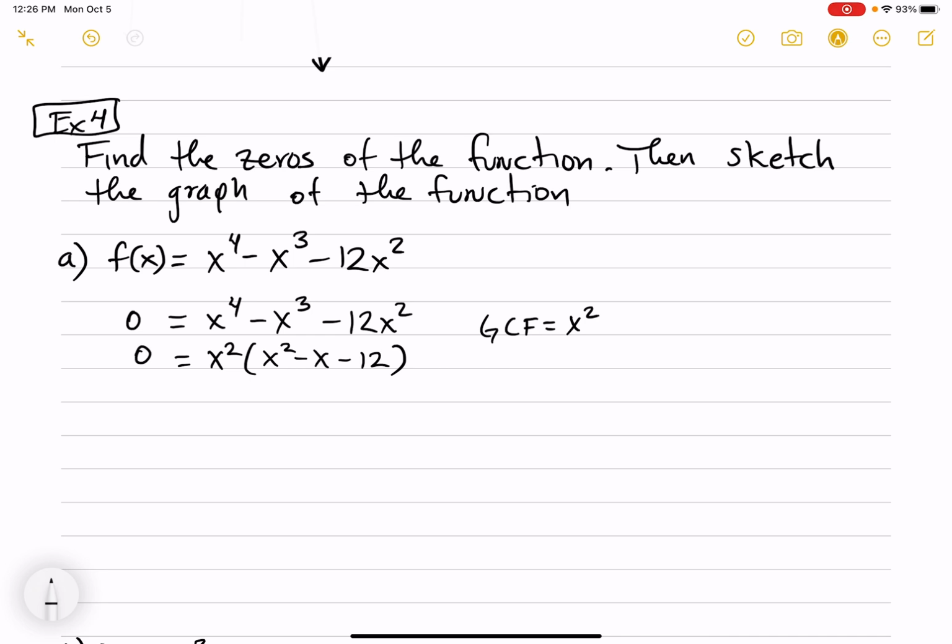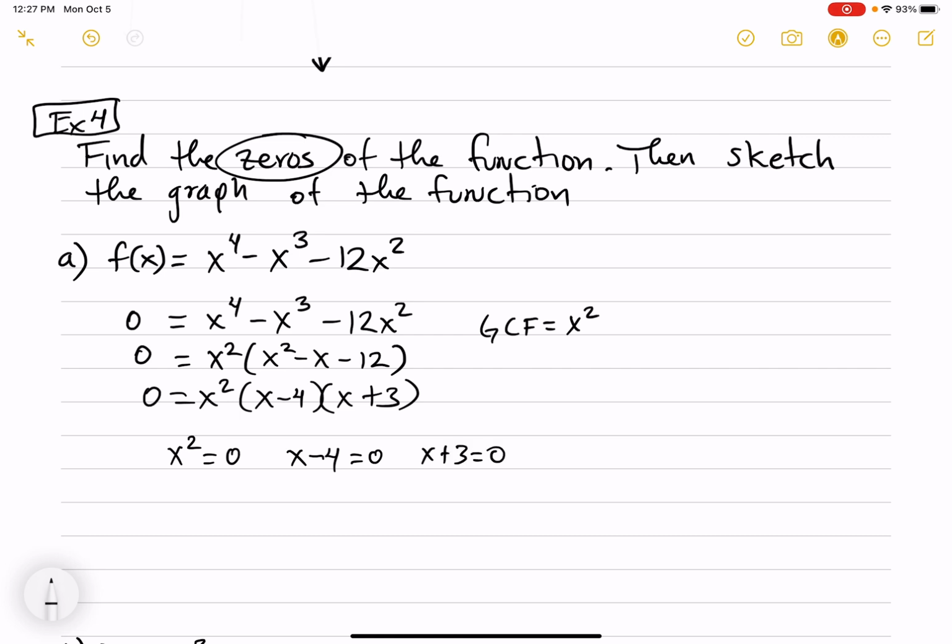And then notice that we end up with a trinomial where the leading coefficient is 1. So we're going to factor this by thinking about what numbers add up to negative 1 and multiply to negative 12. So obviously x minus 4 and x plus 3 would work. Now to find the zeros, the solutions, we're going to have to think about the zero product property. So again, when is x squared equal to 0? When is x minus 4 equal to 0? And when is x plus 3 equal to 0?